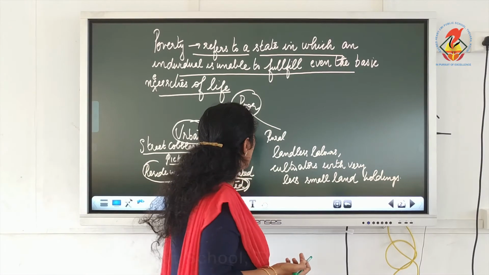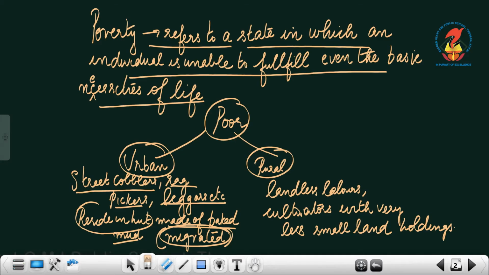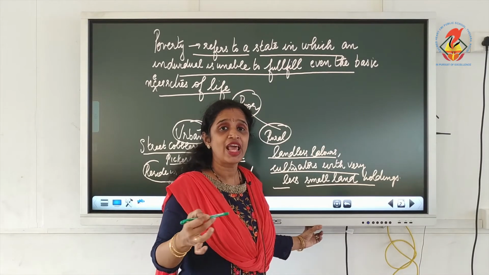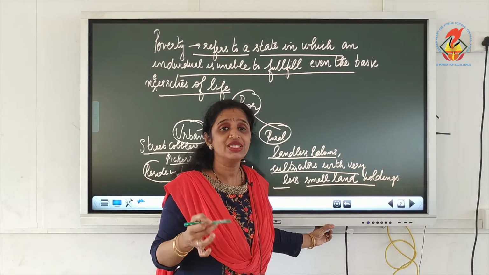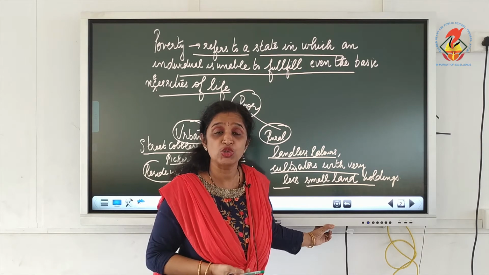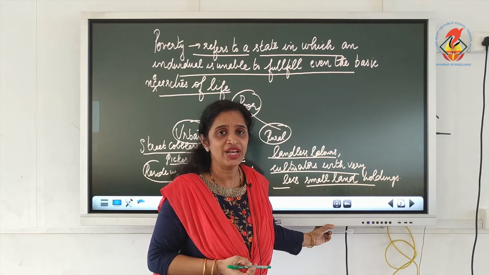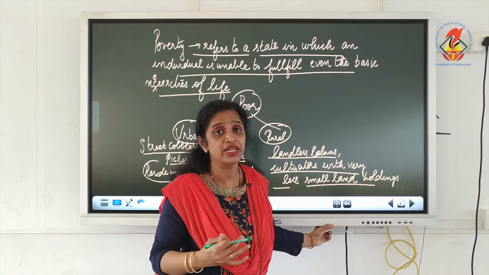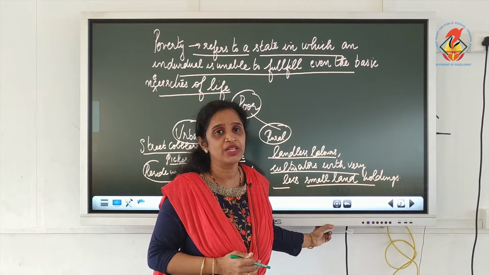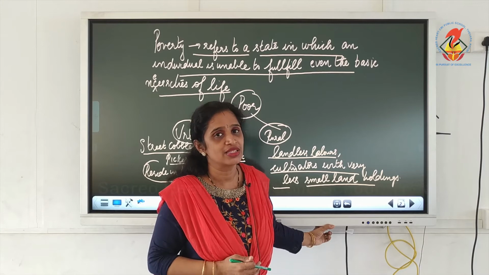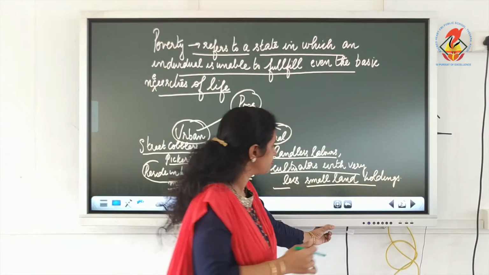Now, let us see who the poor people in the rural areas are. In the rural areas, you can find landless laborers, cultivators with very small land holdings, and those people who are working on the land of big landowners. All these categories of people belong to the poor in the rural areas. So, these are the basic differences between the poor people in the urban areas and the rural areas.